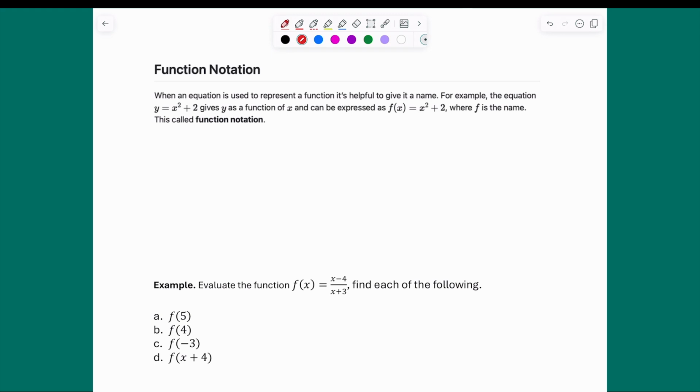Function notation. So when an equation is used to represent a function, it's helpful to give it a name. For example, the equation y equals x squared plus 2 gives y as a function of x and can be expressed as f of x equal to x squared plus 2, where f is the name. This is called function notation.